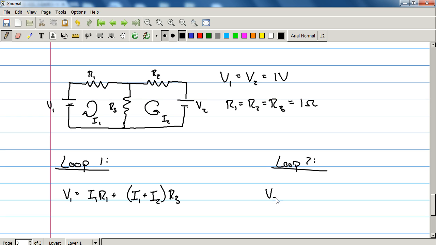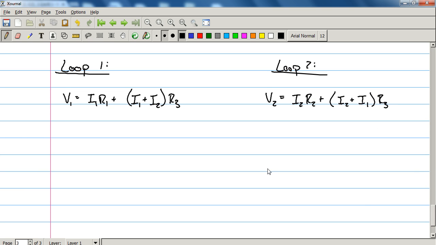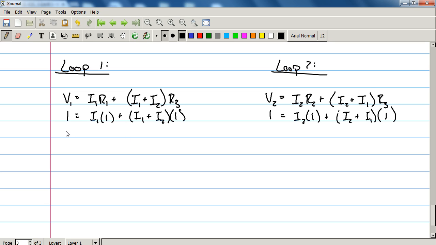And for loop 2, V2 has to equal I2 times R2. And then we have to deal with the mesh again. But we're in loop 2, so we deal with I2 first, but it really doesn't matter since it's just I2 plus I1 times R3. And then we plug in some numbers, so 1 equals I1 times 1 plus I1 plus I2 times 1, and 1 equals I2 times 1 plus I2 plus I1 times 1. So 1 equals 2I1 plus I2, and 1 here equals 2I2 plus I1.